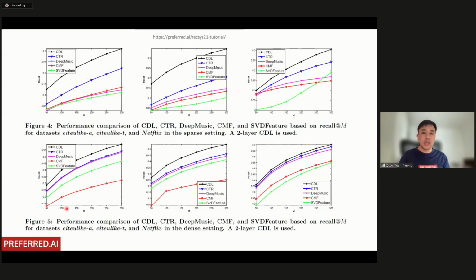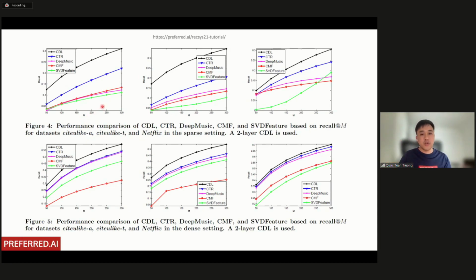So with the incorporation of the stacked denoising autoencoder, in the paper, the authors show that with a better architecture, the CDL can actually perform better than CTR. As you can see in terms of recall, the CDL is in black and then CTR is in blue. And in most of the experiments here, it performs better when you vary the M, which is the number of items to be recommended.